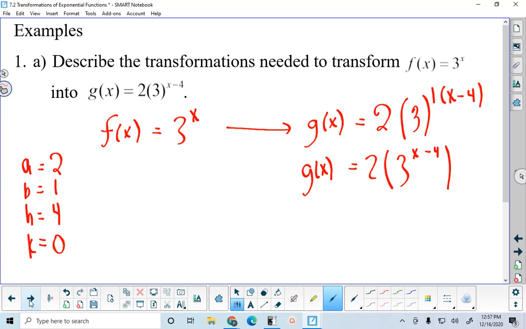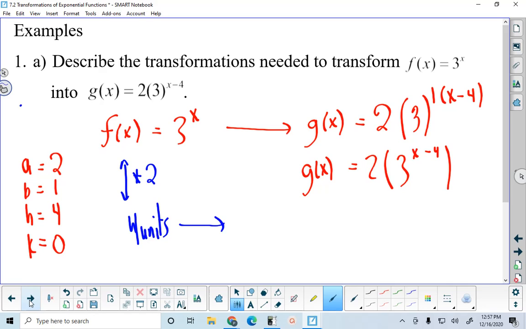So what are the transformations? I'm going to try to be as efficient today as possible. I'll try. I'm just going to abbreviate all of my answers. Multiplied vertically by a factor of 2. There's a vertical stretch by a factor of 2. And there is a shift of 4 units away, to the right.